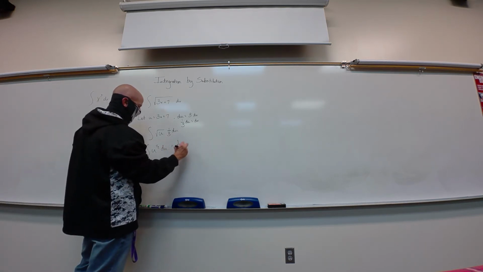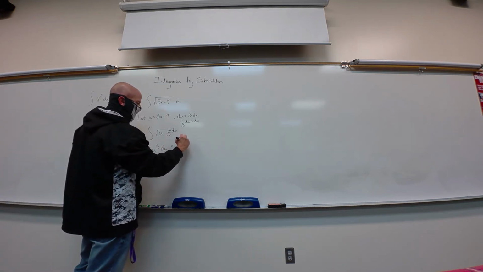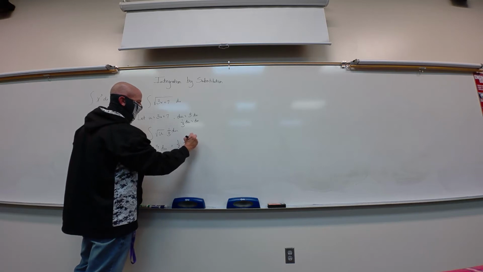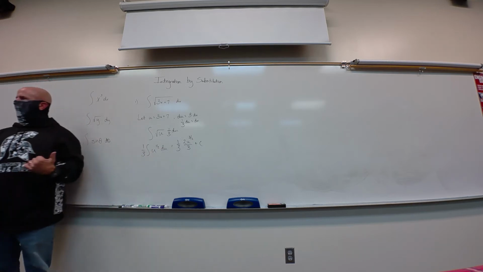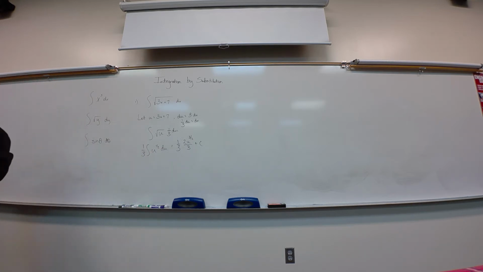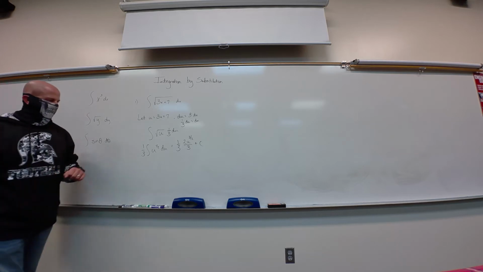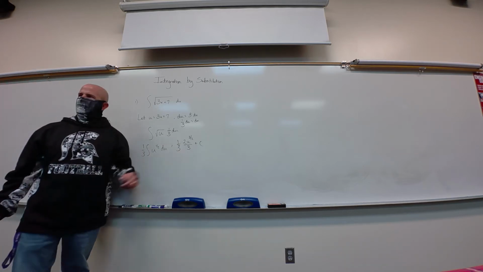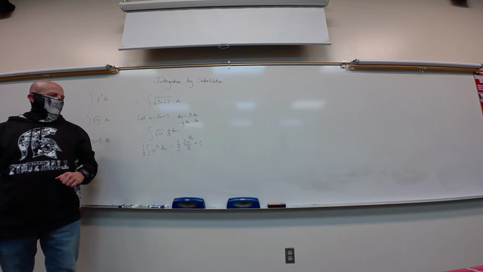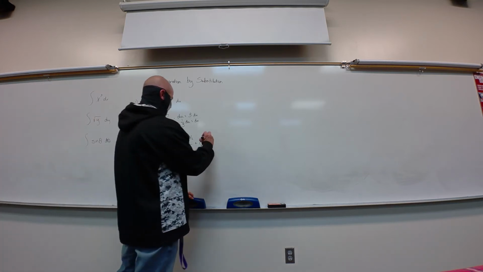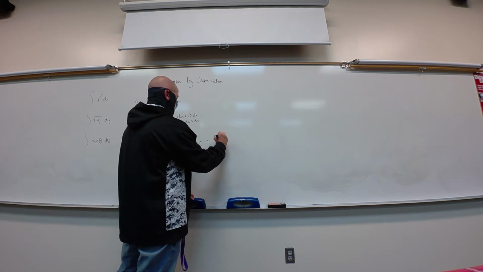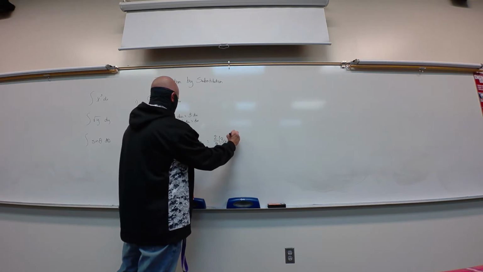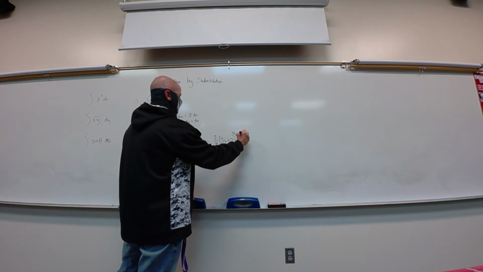1/3 times 2u to the 3/2 over 3 plus c. u to the 1/2, up 1s, 3/2, divided by 3/2, is the same as multiplying by 2/3. And this makes my final answer 2/9 times (3x plus 7) to the 3/2 plus c.